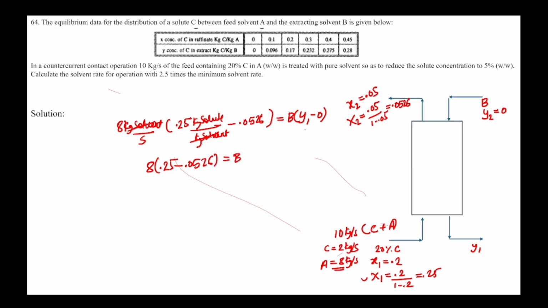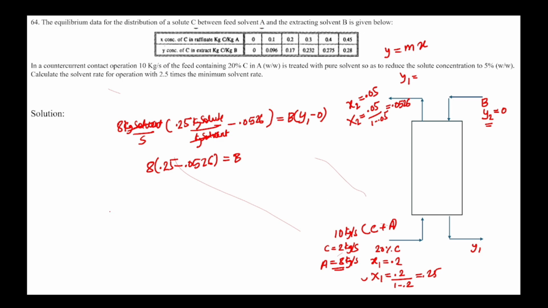For minimum value, we know that the equilibrium relation will come. So y is equal to mx. But here is the thing, we need to see what is y, what is x. In absorption we use y is equal to mx, but in absorption y is the solute. But here y is solvent. So we need y1 is equal to m. We need to find m.